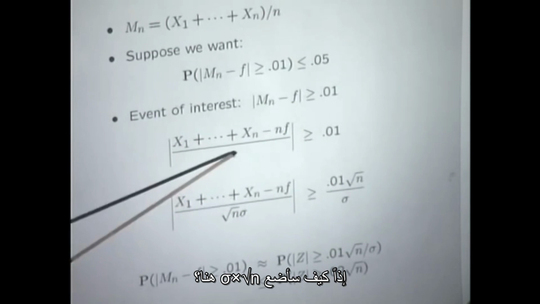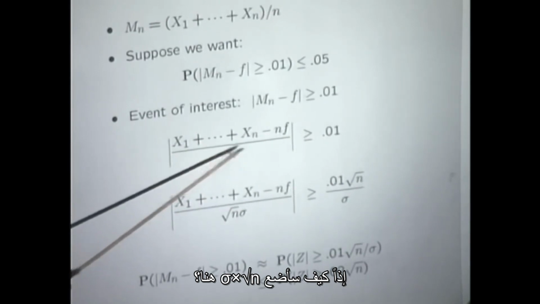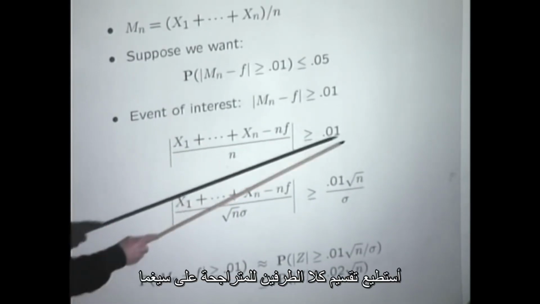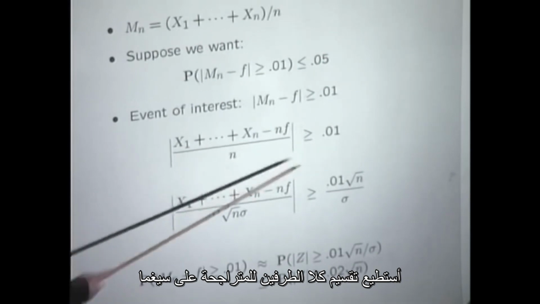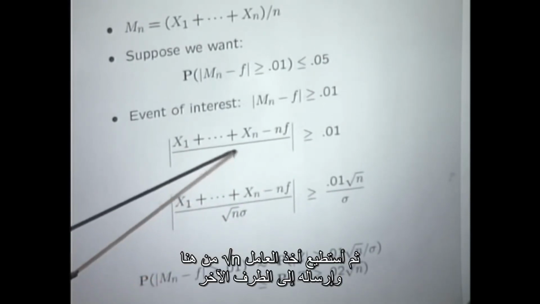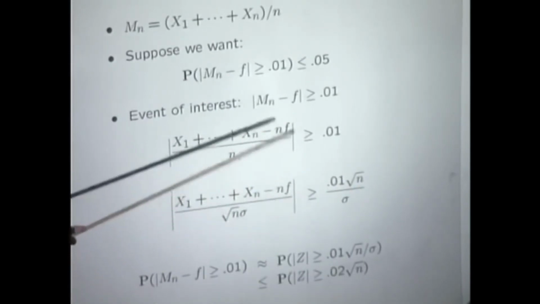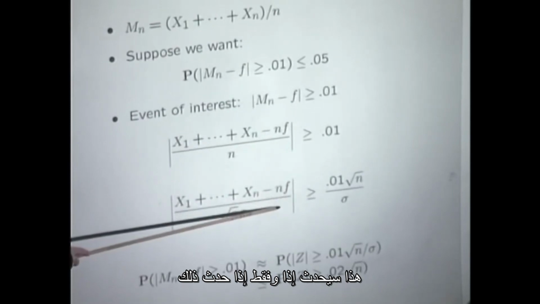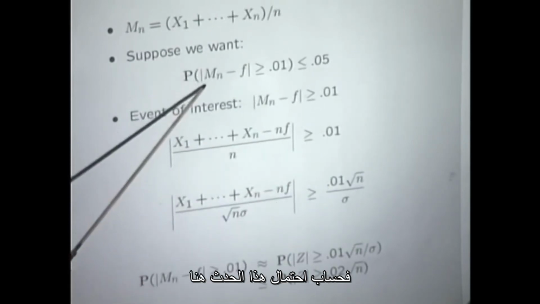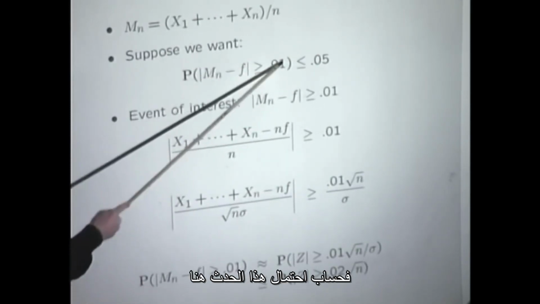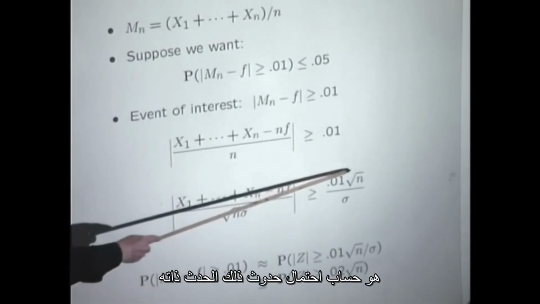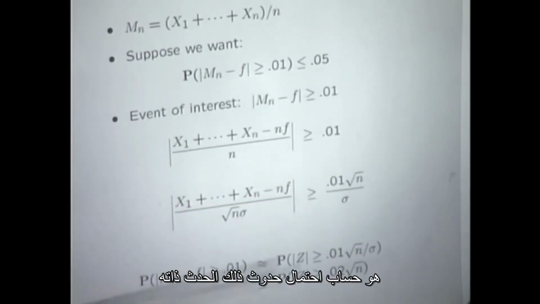So how can I put sigma square root n here? I can divide both sides of this inequality by sigma, and then I can take a factor of square root n from here and send it to the other side. So this event is the same as that event. This will happen if and only if that will happen. So calculating the probability of this event here is the same as calculating the probability that this event happens.